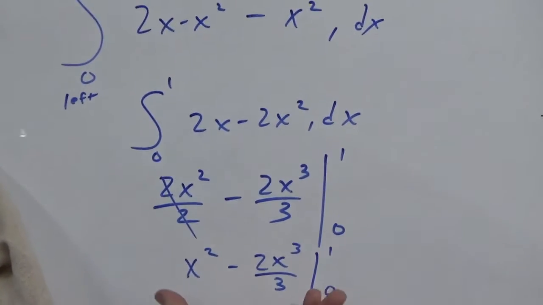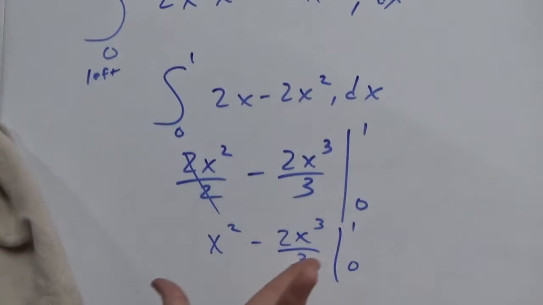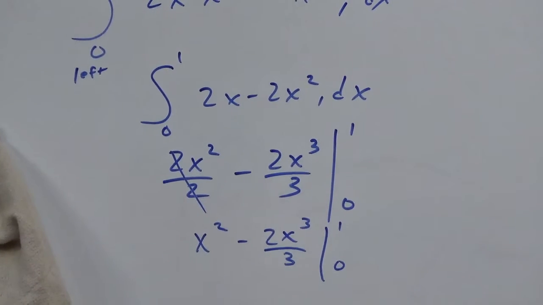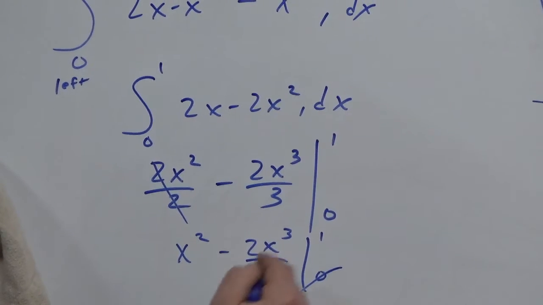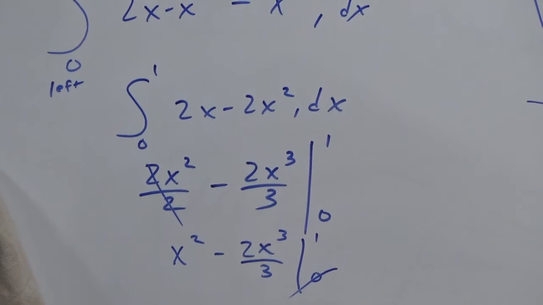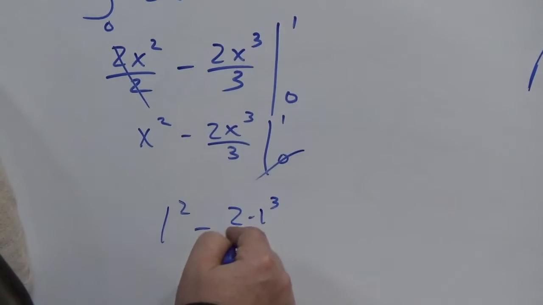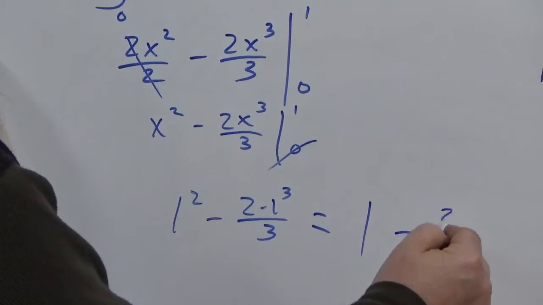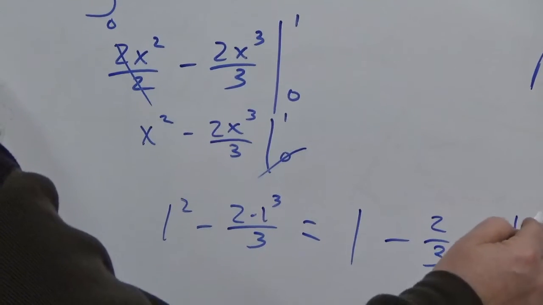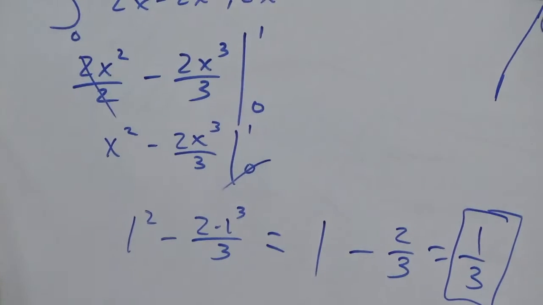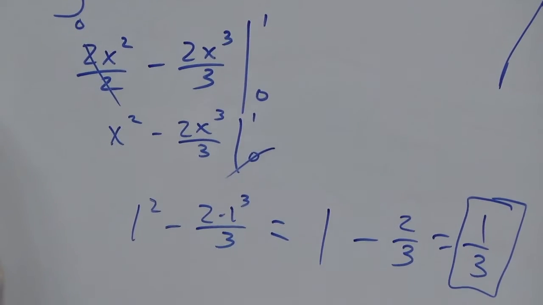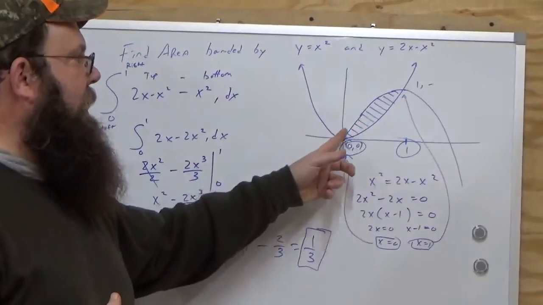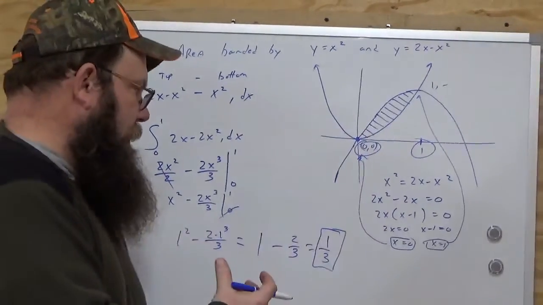So I know everybody can get to that point. All the rest is plug and chug. And if you're looking at that, you're saying to yourself, oh, I like plugging in a 0 because zeros are awesome to plug in, because that 0 is not going to do anything. Plug in a 1. So we got 1 squared minus 2 times 1 cubed over 3. So we have 1 minus 2/3, which is going to be an area of 1/3. Okay, an area of 1/3. So the area of that little sliver is 1/3.